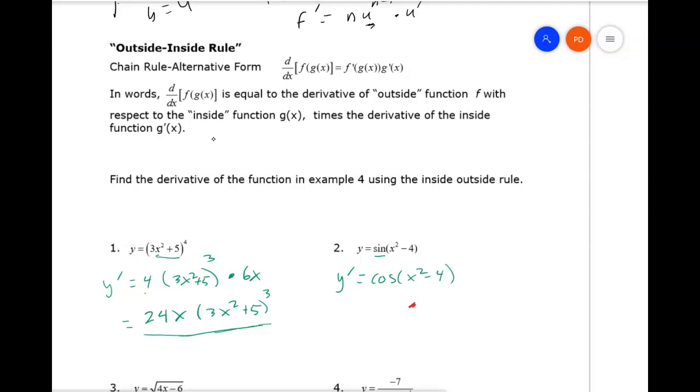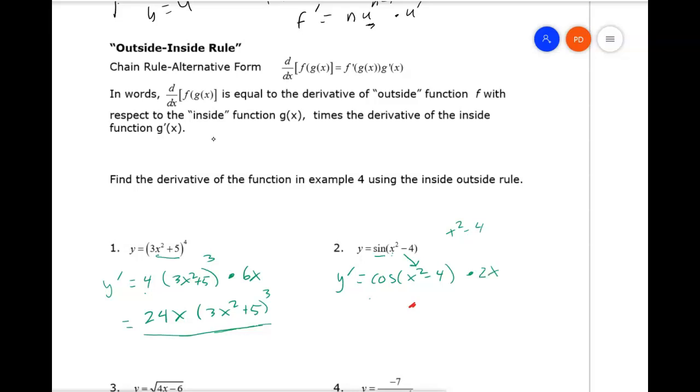This is where students really mess up. Notice this stays the same. The inner function always shows up in the first part of the derivative exactly the same. But I would be done if the derivative of the inside, the argument of the sine, were 1, but it's not. The derivative of x squared minus 4 is 2x.